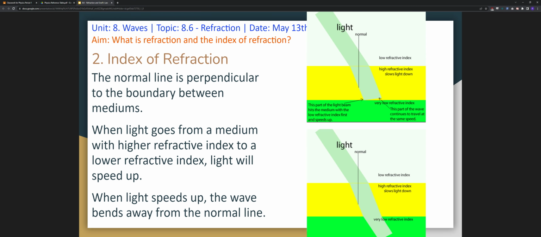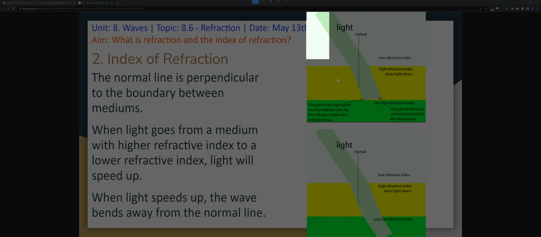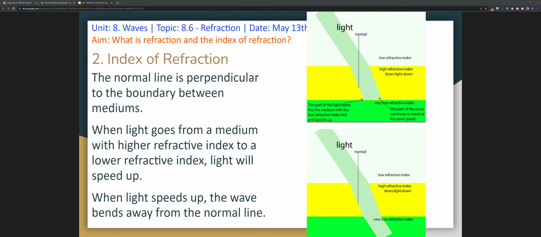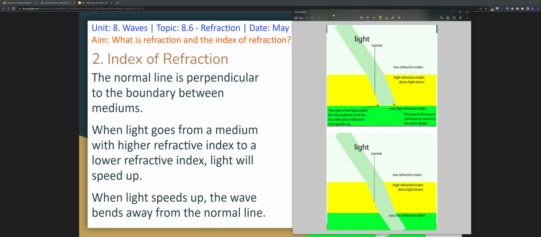The opposite is true if you're going from a high to low, right? If you're going from a higher refractive index to a lower refractive index, then light will speed up. There's not as much opposition to the speed of light, right? Okay, if you draw this incident wave, right? So let's draw the incident wave, and now we have a refracted wave.